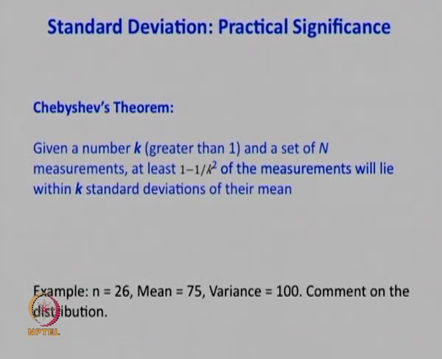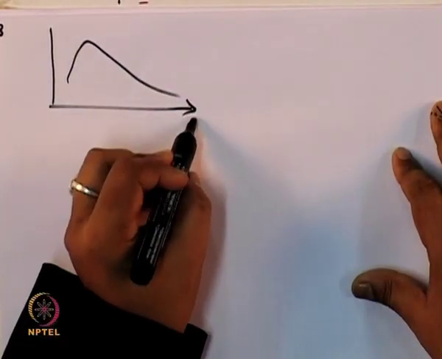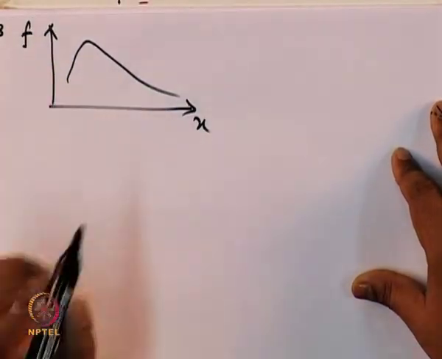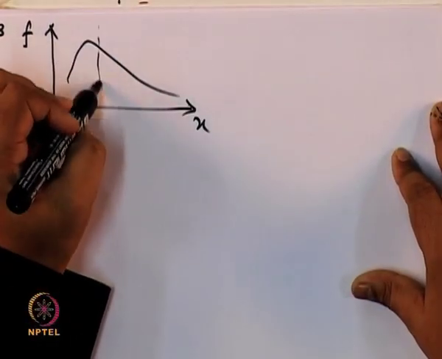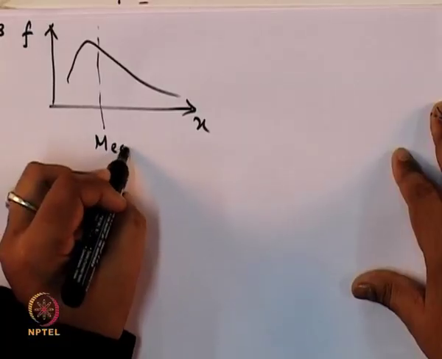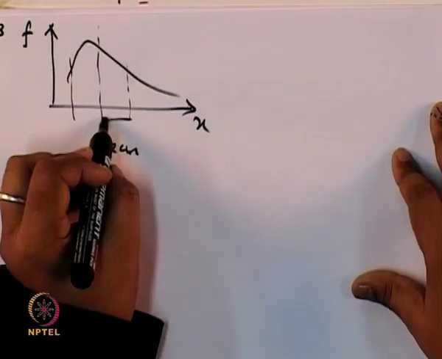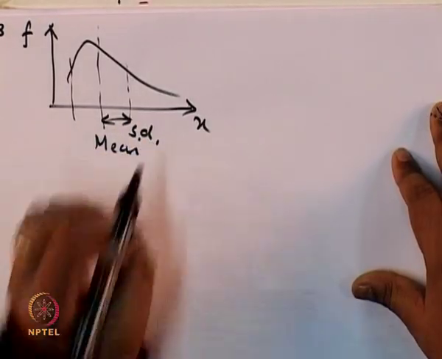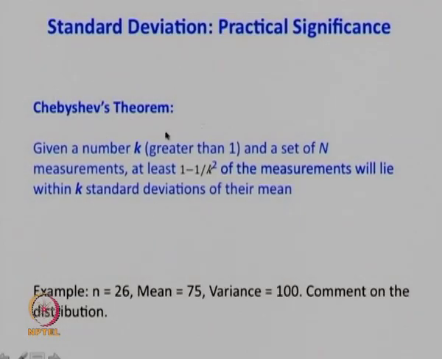Okay. And that brings us, so let us say this is your data, x and frequency. So, we want to know, let us just say that this is your mean and you have a standard deviation. Okay. So, we want to know what this standard deviation conveys. So, one theorem I will turn to, which is very important, is Chebyshev's theorem.